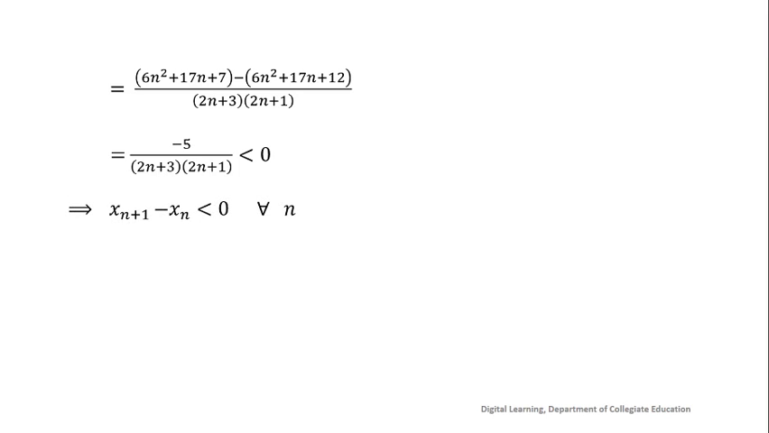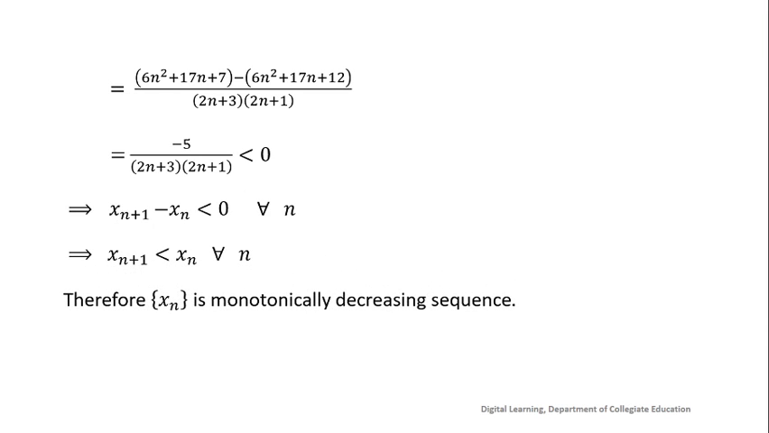That implies xn plus 1 minus xn is less than 0 for all n. That implies xn plus 1 is less than xn for all n. Therefore, the sequence xn is a monotonically decreasing sequence. Therefore, the sequence xn is monotonic.